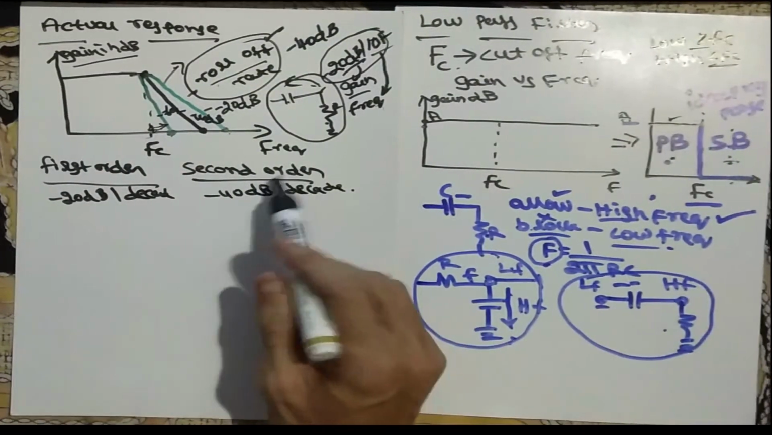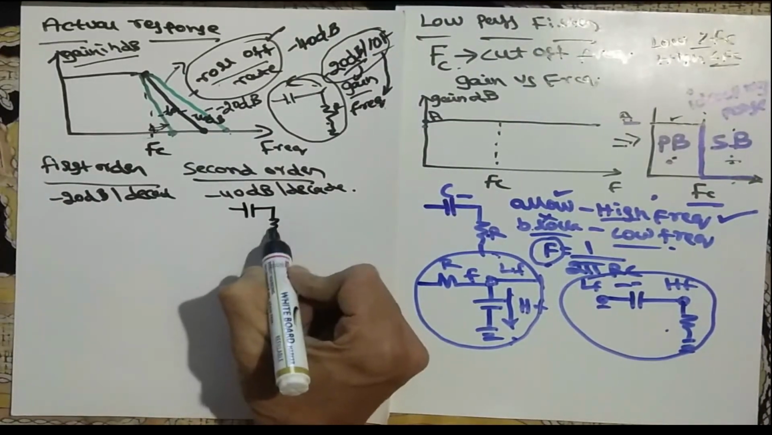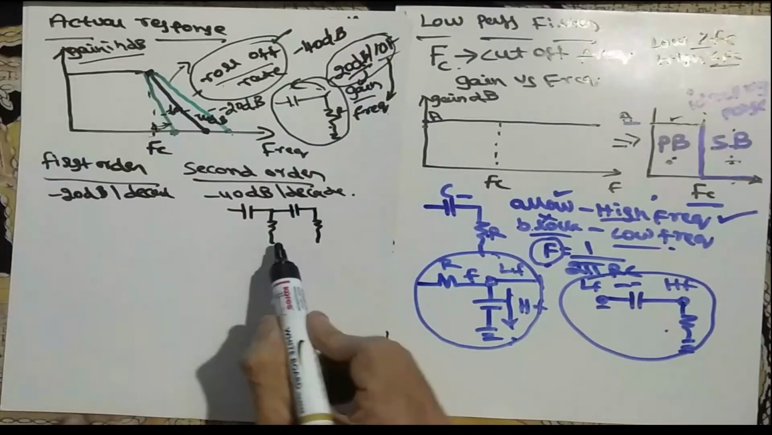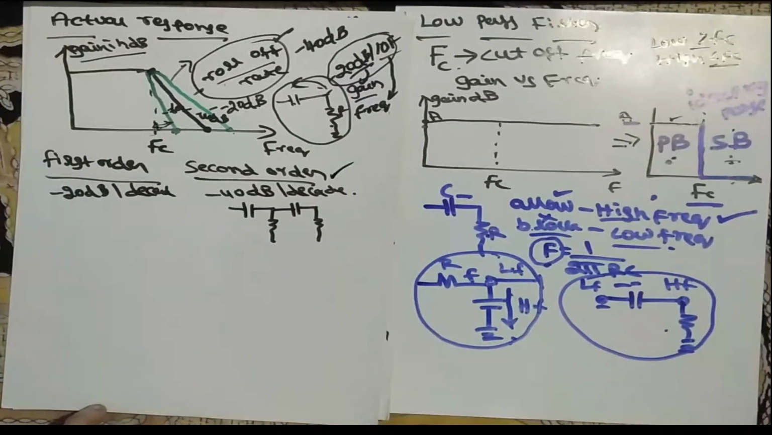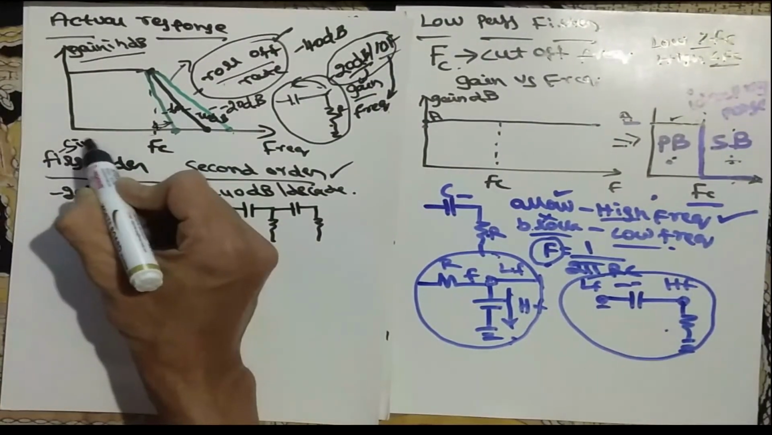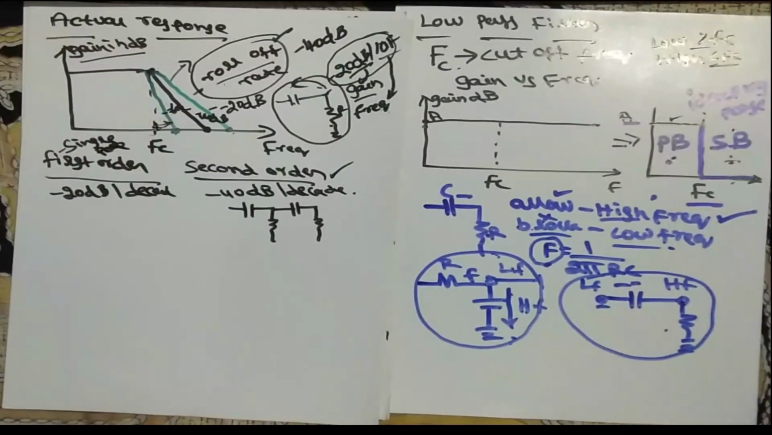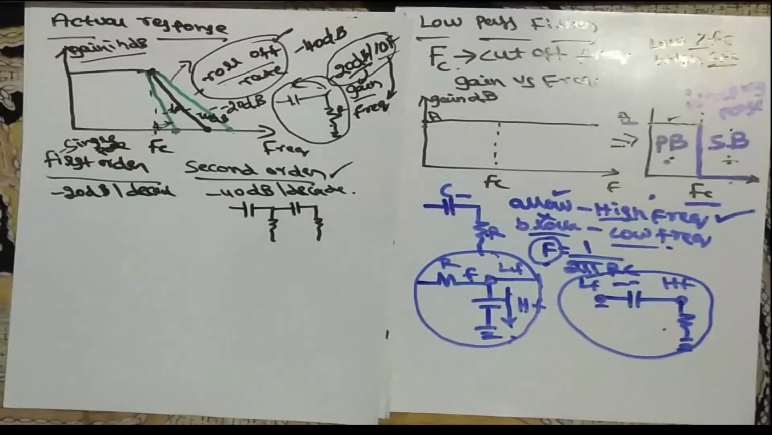So in second order we are using a circuit like a capacitor and resistor, and again we are using a capacitor and resistor. This type of circuit used two times is known as second order. First order is also called a single pole, and second order is also called a double pole. We will discuss more on first order and second order circuits.